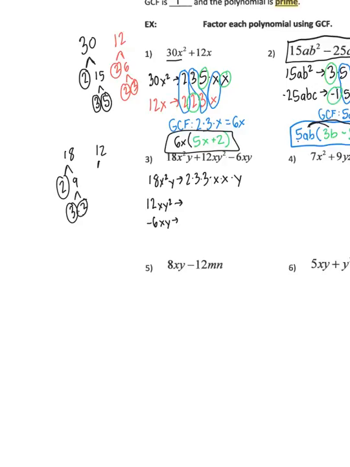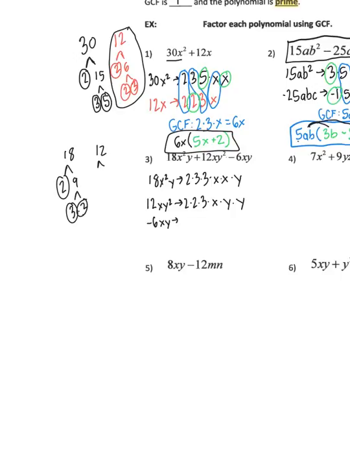For 12 we actually just did up here, so I'm going to use that. For 12, I've got 2 times 2 times 3. I've got 1x and I've got 2 y's.